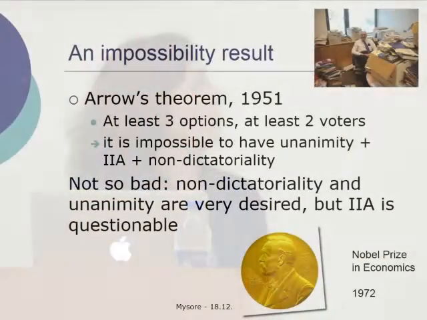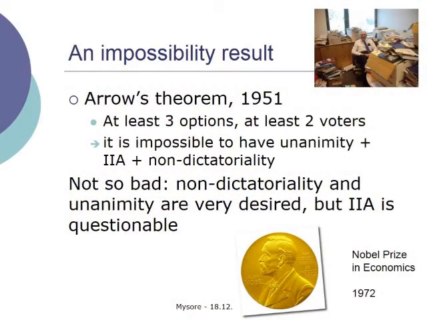But when you have three or more candidates, then unfortunately you have this very strong impossibility result, Arrow's theorem, that got him his Nobel Prize in economics in 1972. Arrow's theorem says if you have at least three candidates and at least two voters, of course you want to aggregate, so you have to have at least two voters, then it is impossible to have unanimity, independence of irrelevant alternatives, and non-dictatoriality.